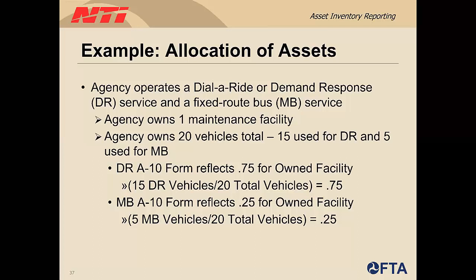The demand response mode operates 15 of those vehicles, and the bus mode operates 5 of those vehicles. In this example, we would expect to see 0.75 reported in the demand response A10 form and 0.25 in the bus A10 form. When allocating your maintenance facilities across the multiple A10 forms, please ensure that overall it adds up to a whole number.